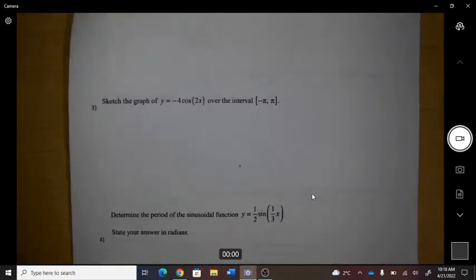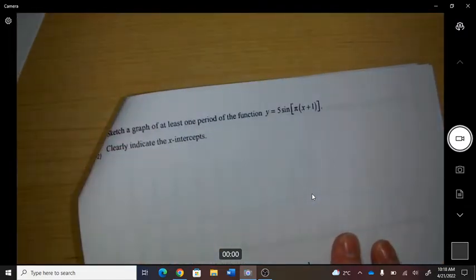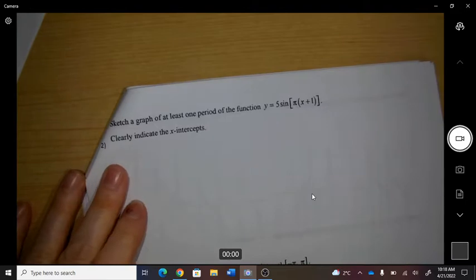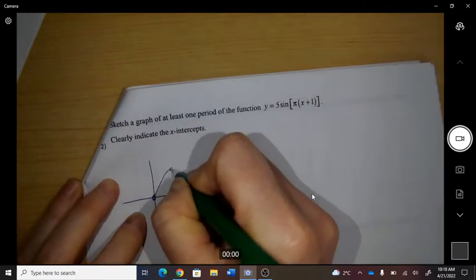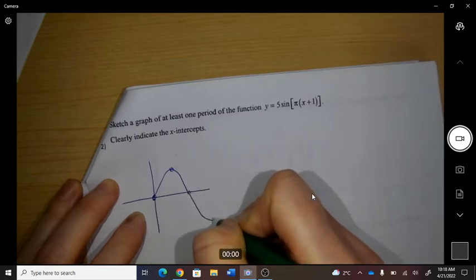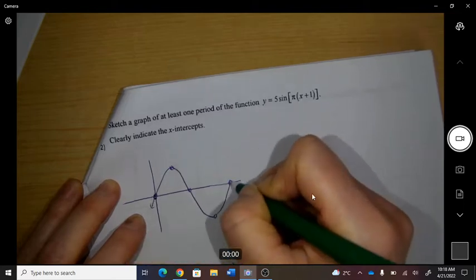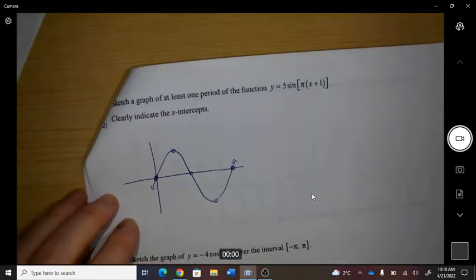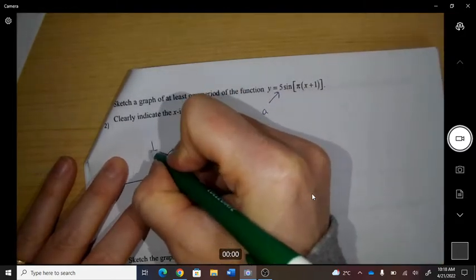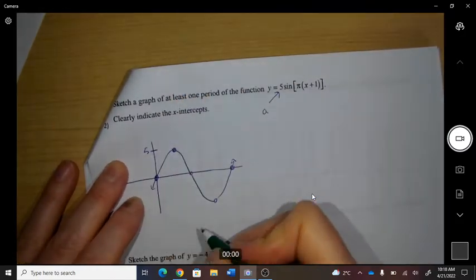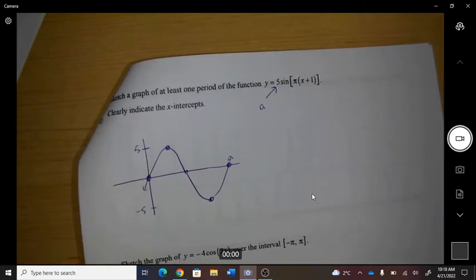Next one. Sketching the graph of a sine curve. So sine starts in the middle, heading up. So that's one cycle for sine. So I'm going to apply the A, which is 5, which means this new height from 1 is now going to be 5, -5 on the bottom height.